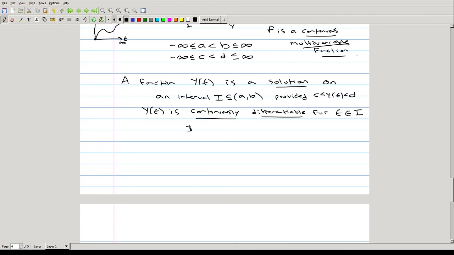And what defines y of t as a solution is that the derivative of y of t is equal to this function lowercase f of t comma y of t for all t in I. So the derivative of y is equal to the multivariable function of t comma y of t at any point t in the interval.